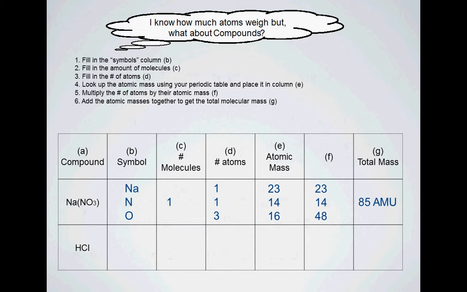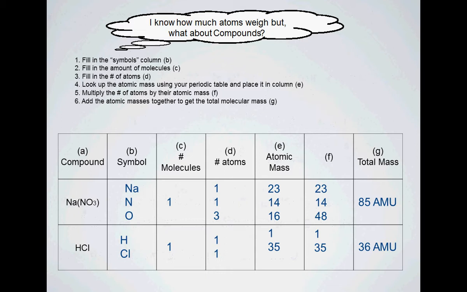All right, hydrogen chloride. This is hydrochloric acid. Real simple. We just have hydrogen and chlorine. It's just 1 molecule of each, 1 atom of each. Atomic mass of hydrogen, we should all know by now. 1. See, that's easy. Chlorine, 35. And our total? 36 AMU. So wait, what is that? That's Cl, chlorine.